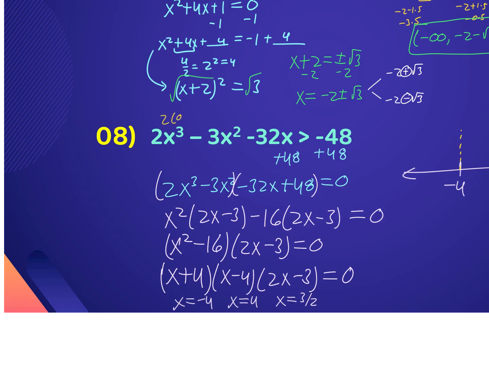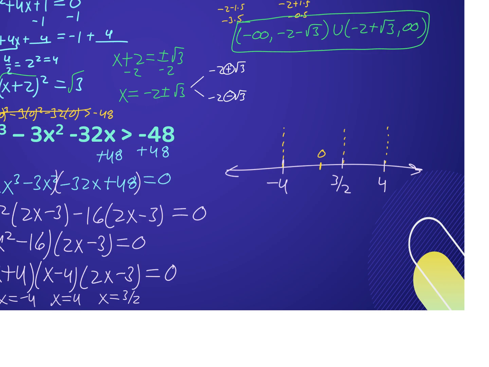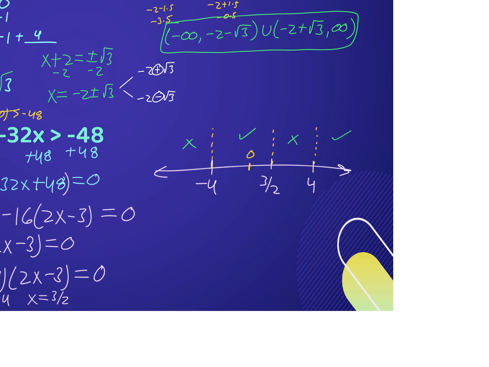So I get 2 times 0 to the third minus 3 times 0 squared minus 32 times 0 is greater than negative 48. And then 0 is what we get on this side. I get 0 is greater than negative 48, and that is a true statement. All right, so that means this middle section works. The ones on the outside of it do not, and this outer section does work.